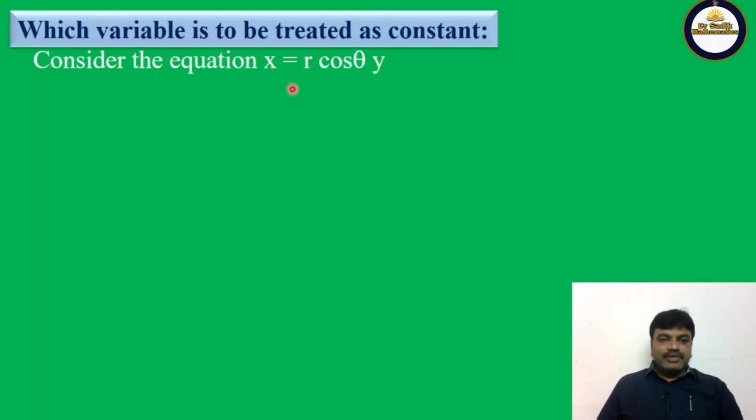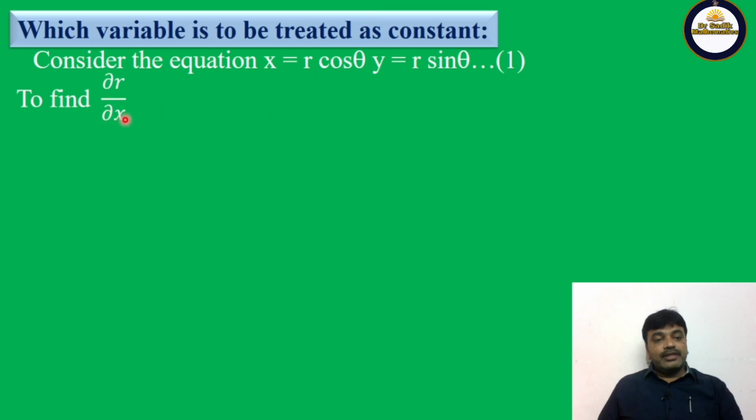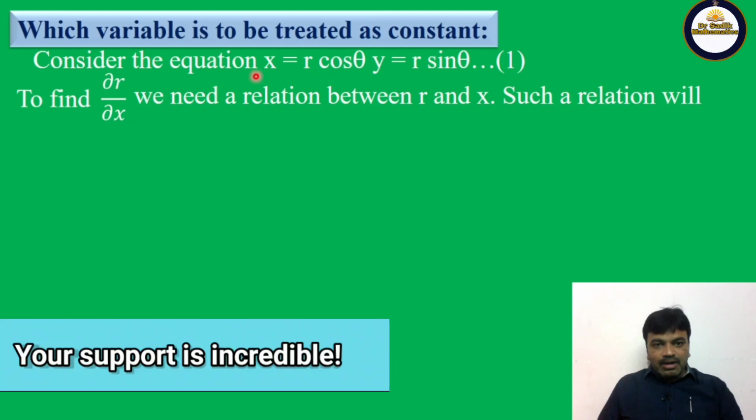Consider the equations x is equal to r cos theta, y is equal to r sin theta. This form is called the polar form. Here also we have four variables: x, y, r and theta. Now I want to find the ∂r/∂x value. To find it, we need a relation between r and x.